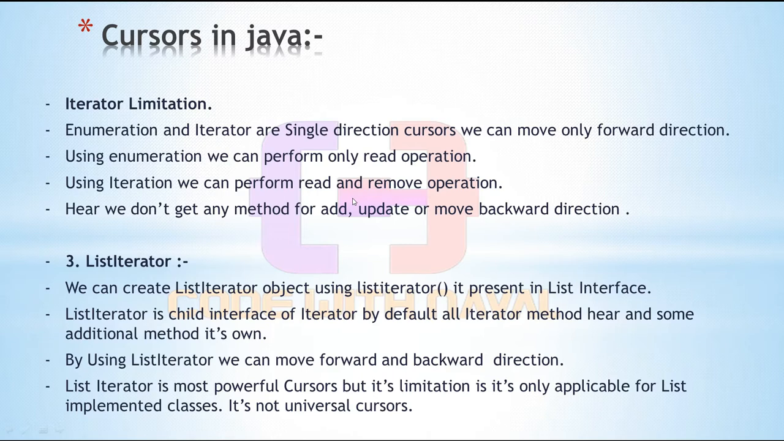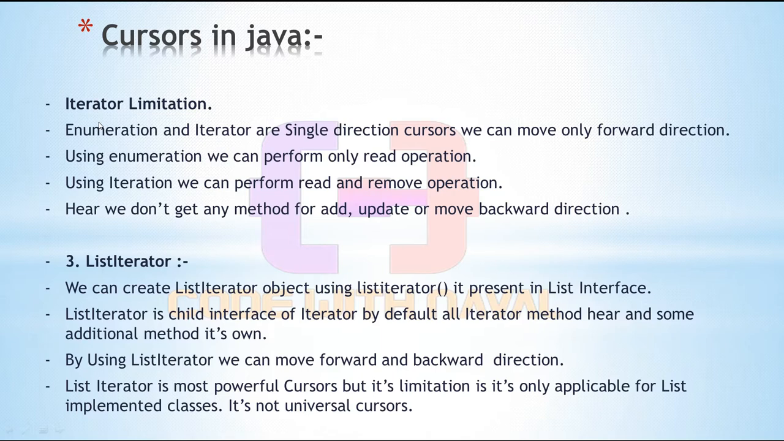Using enumeration, we can perform only the read operation. Using iterator, we can perform a read and a remove operation. Here we don't get any method for add, update, or moving in the backward direction. Using iterator and enumeration, we can only move in the forward direction, first thing, and second thing, we can only read and remove. Remove is also only present inside an iterator. We can only perform a read and a remove.